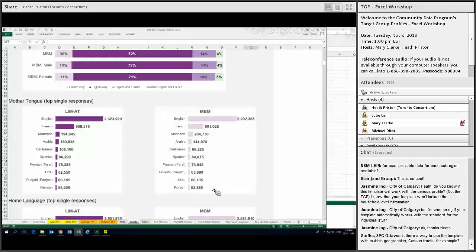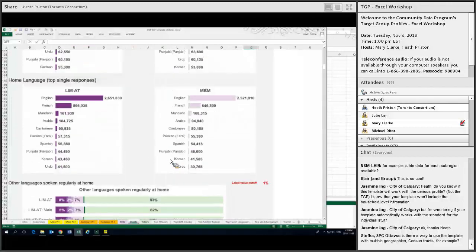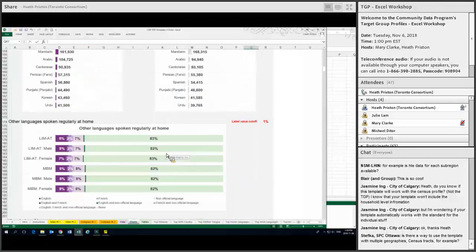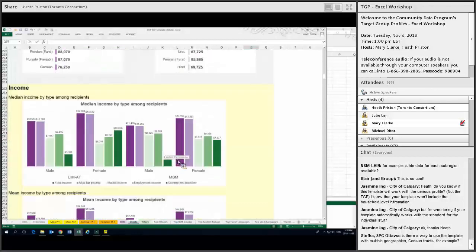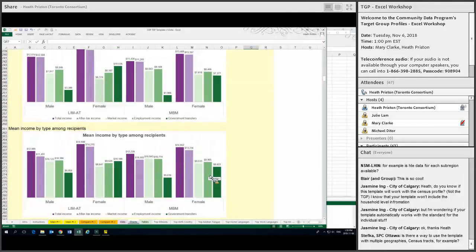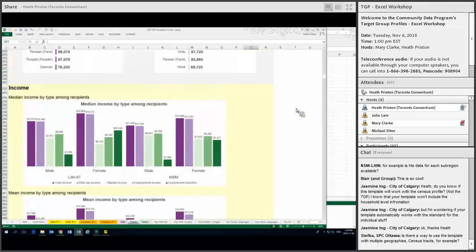A slightly different mix here in terms of fewer French-only speakers as a percentage of the total language for the market basket measure. Here we can see, okay, pretty consistent in terms of the top languages we see spoken. German has dropped out, Korean has entered the top 10, bit of a switch between Urdu and Punjabi, but some relative consistency there around language communities. And we can kind of look on through and see what else we see.